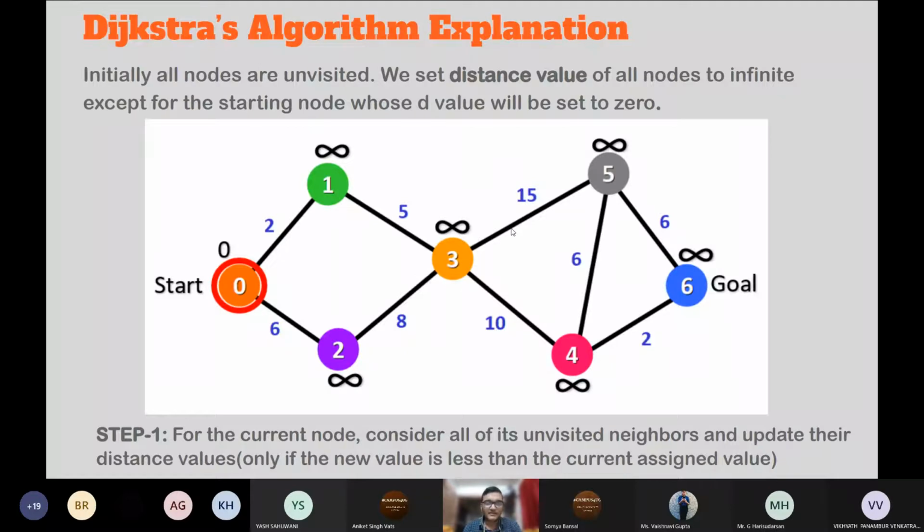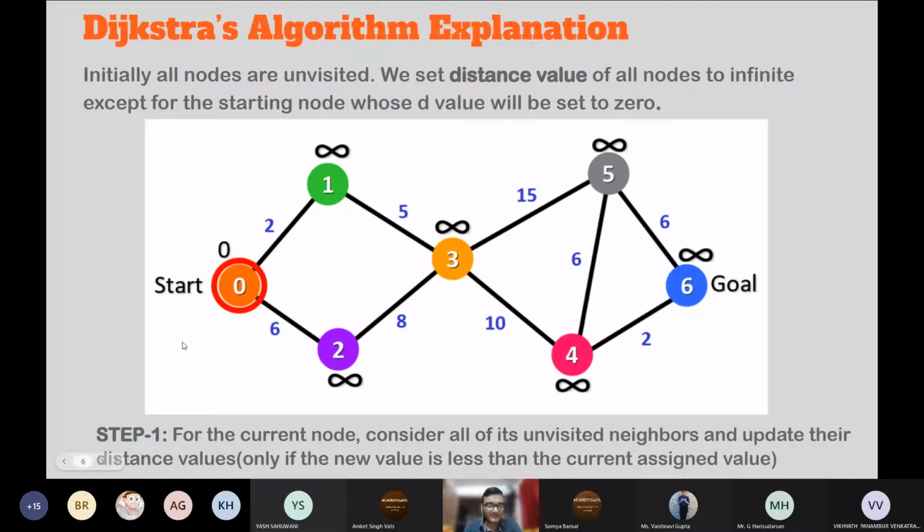And so the initial setup for Dijkstra's algorithm will be that we assign a distance value of infinity to all the nodes except the starting node. And here the problem is to go from node 0 to node 6 using the shortest path possible. So this is the initial setup. The distance value is 0 for the starting node, and everywhere else it is infinity.